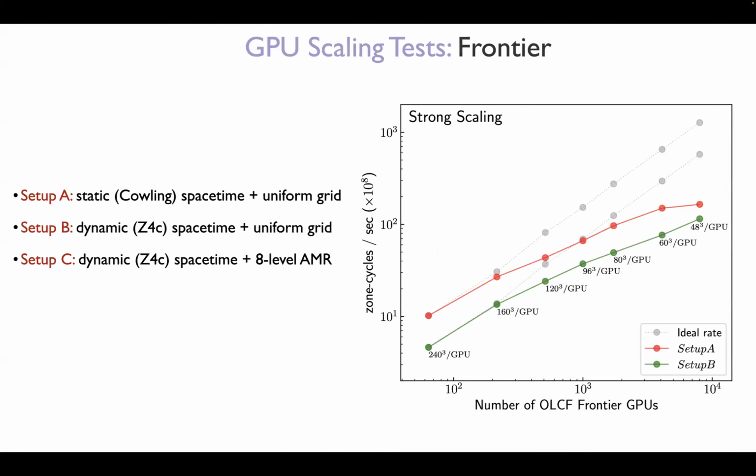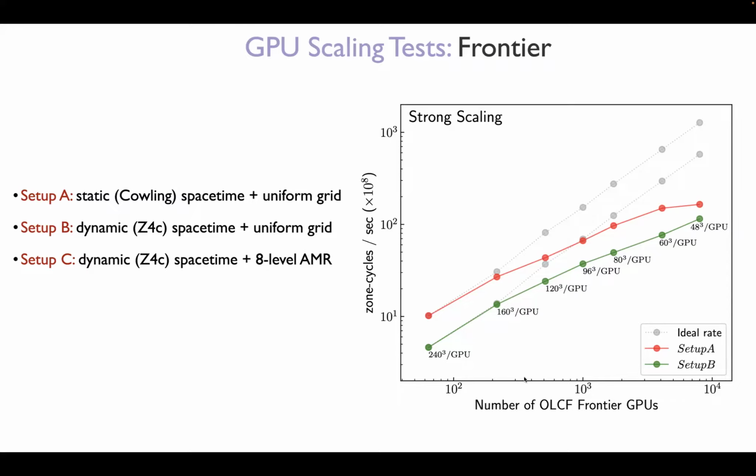Next, we also did some benchmarking for AsterX. We did some scaling tests, for example on the Frontier cluster, and in this case we adopted 3 different setups for TOV. We involved a TOV star, and setup A was just in Cowling, so not evolving the spacetime, plus in the uniform grid. Setup B was we evolved spacetime using the Z4c module, and again in the uniform grid. And setup C contained also 8 levels of AMR.